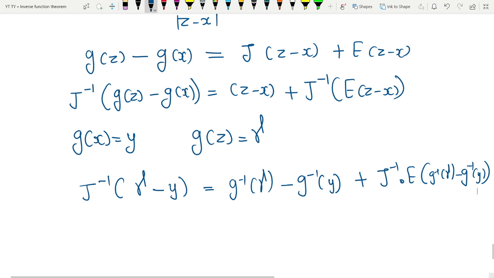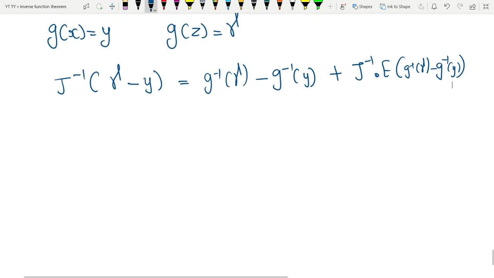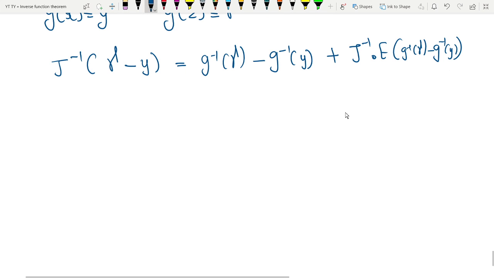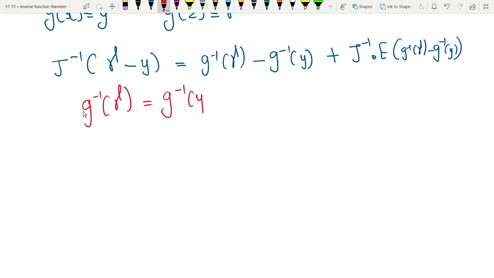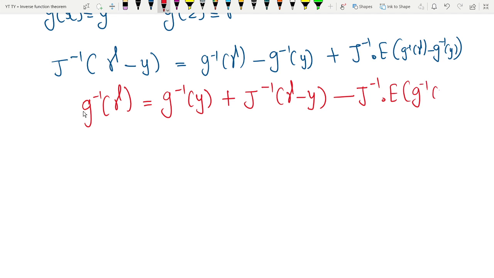Okay, let's go further. After this, what do I see? After this, I can write my g inverse of gamma, which is the same as g inverse of y plus j inverse of gamma minus y minus j inverse composite e at g inverse gamma minus g inverse y.